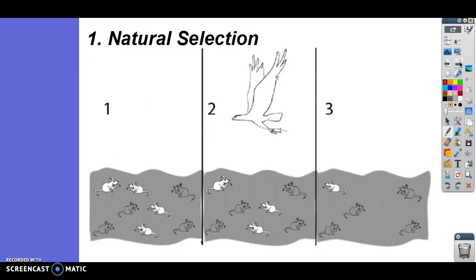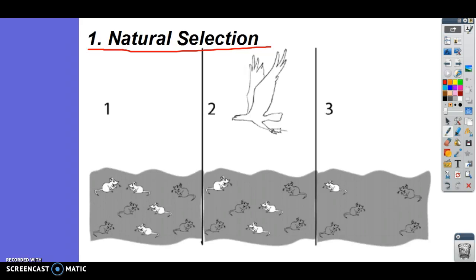All right, so the first way we can get allele frequencies changing is through natural selection. So what I want you to write in your notebook is, number one, natural selection. We're not going to write a definition for this. Why? Because we just spent a whole unit on it. Natural selection is the idea that those organisms best adapted to their environment survive and reproduce.